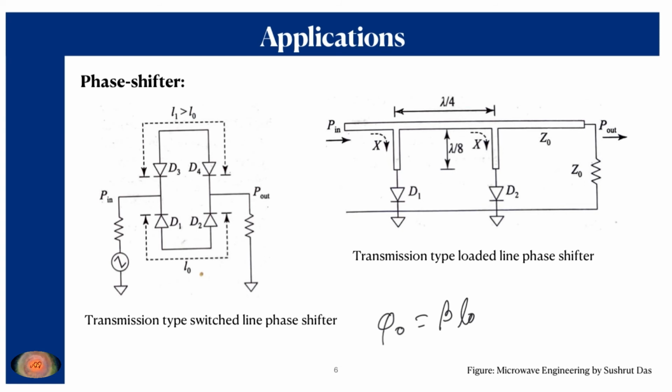On the other hand, if diodes D3 and D4 are forward biased, while diodes D1 and D2 are in reverse bias, then the signal will find this path where the path length is L1, and the phase corresponding to the L1 path can be written as beta times L1.